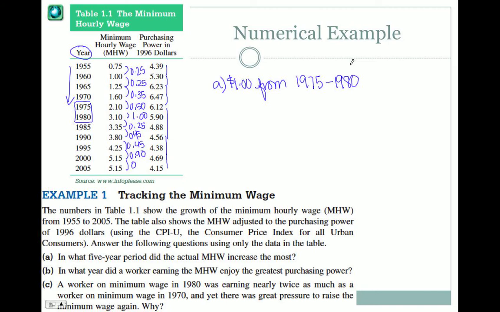Next, in Part B, we're looking at in what year a worker earning the minimum hourly wage enjoyed the greatest purchasing power. We're looking at the purchasing power column, which is our third column.